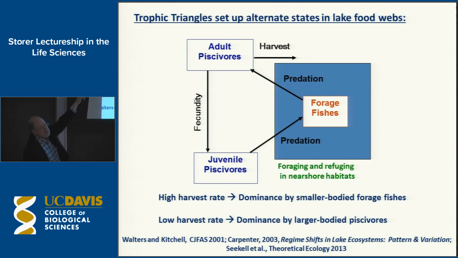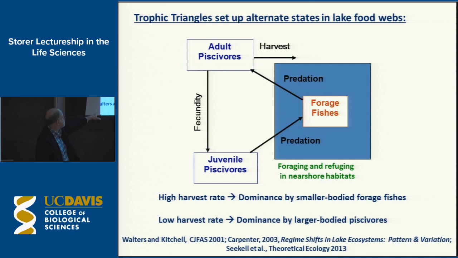When harvest drives the adult piscivores to a very low density, the forage fish can escape from predation and can cut off recruitment of the piscivores by eating all of the juveniles. On the other hand, where harvest of piscivores is modest or low, you can have high abundance of adult piscivores. They control the forage fishes, and you have the piscivore-dominated state. And so you can get a flip with trophic cascades from one side to the other through harvesting this system.